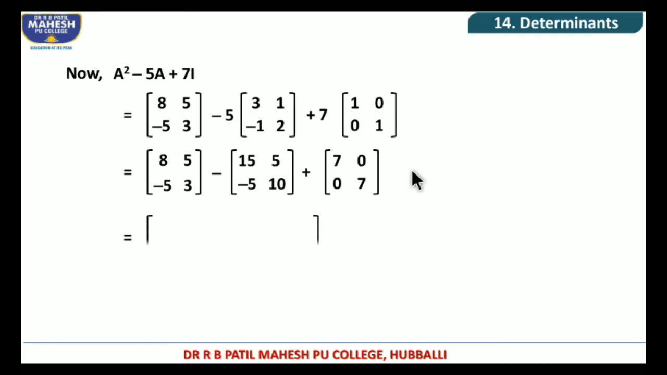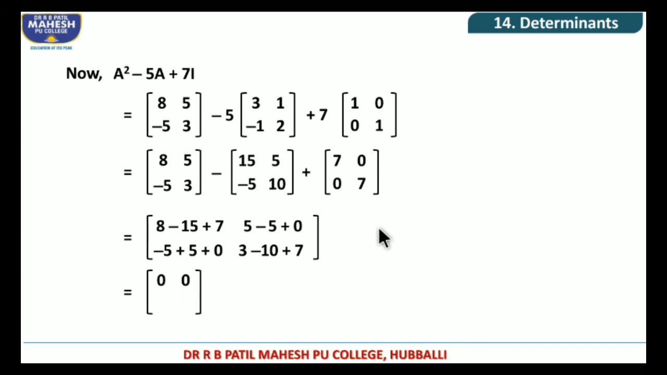Now make the simplification, means subtract and add all these elements here. So 8 minus 15 plus 7, next 5 minus 5 plus 0, and next minus 5, minus of minus 5 is plus 5 and plus 0, and 3 minus 10 plus 7. So now after simplification we have [0, 0; 0, 0]. So this is the zero matrix. Therefore A squared minus 5A plus 7I is equal to the zero matrix.